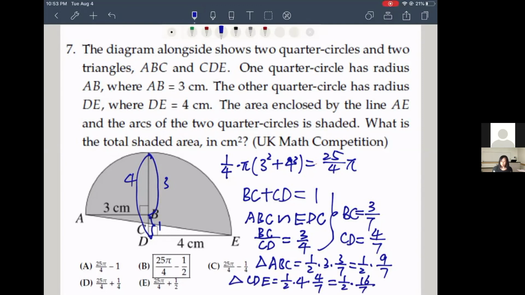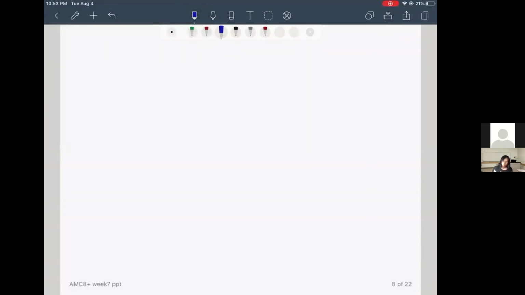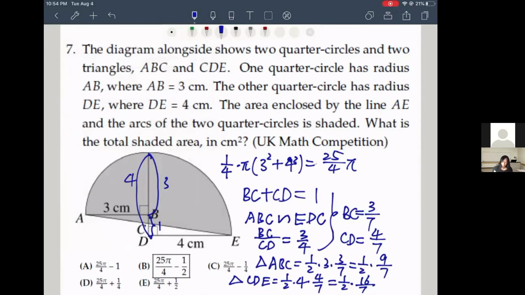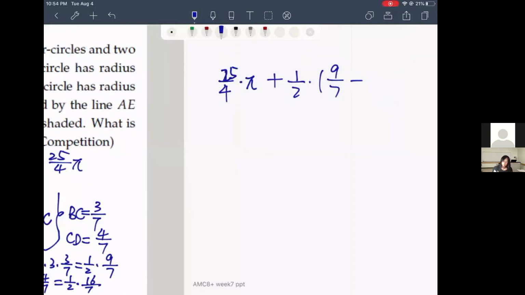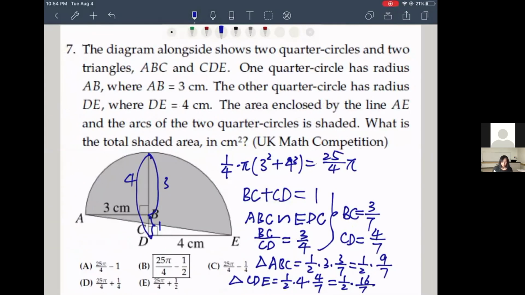So next, I don't have more places. Let me add a page. Okay, so we have the 2 quarters, which add up to 25 over 4 times pi. And then we need to add the ABC area, which is 1/2 times 9 out of 7. Then we need to subtract the CDE area, which is 1/2 times 16 out of 7. So we see this is 25 over 4 pi minus 1/2, which gives us the answer, which is B.